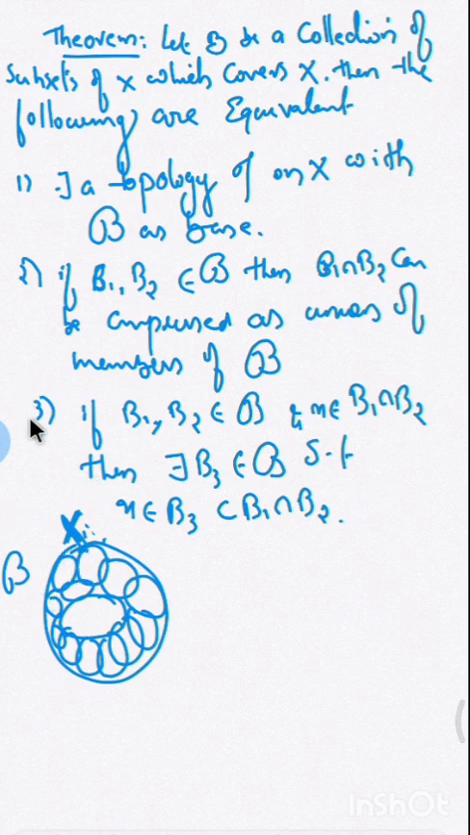Now what do the statements say? There exists a topology tau on X with B as base.